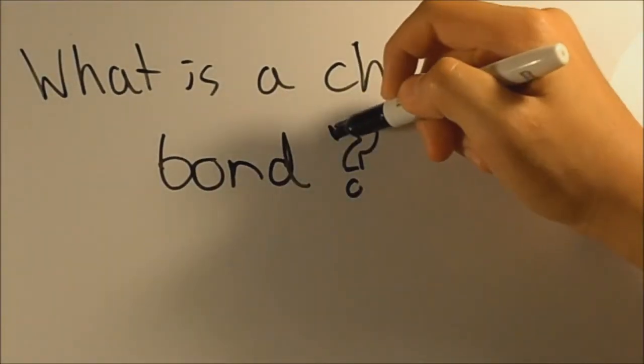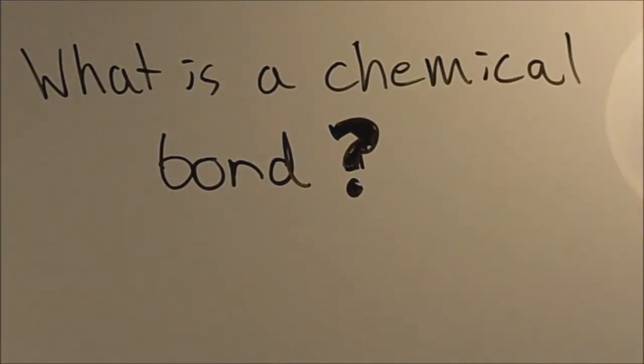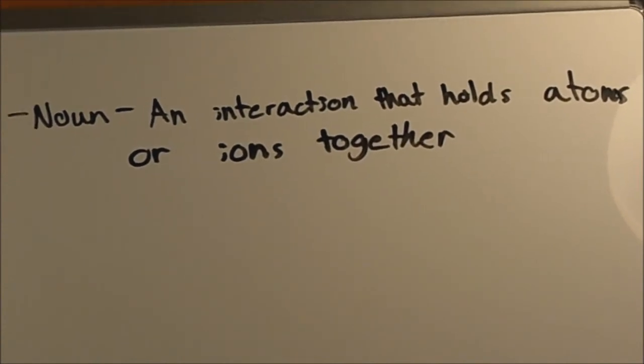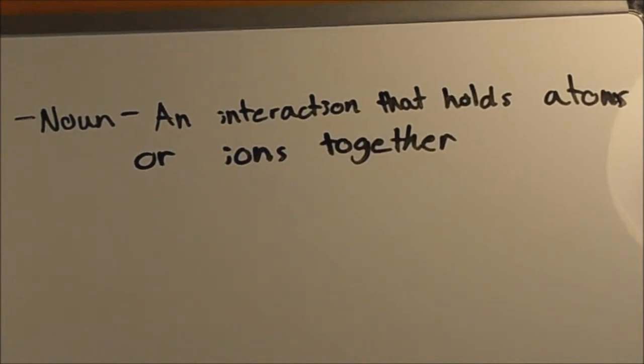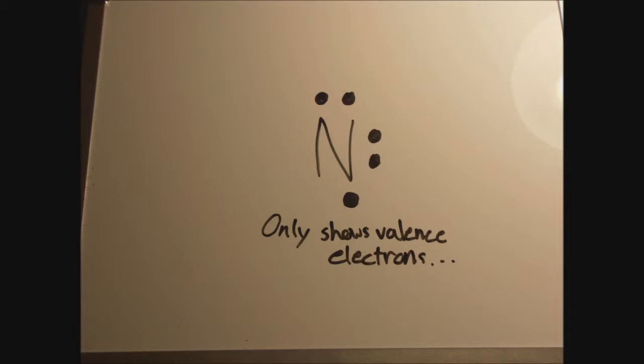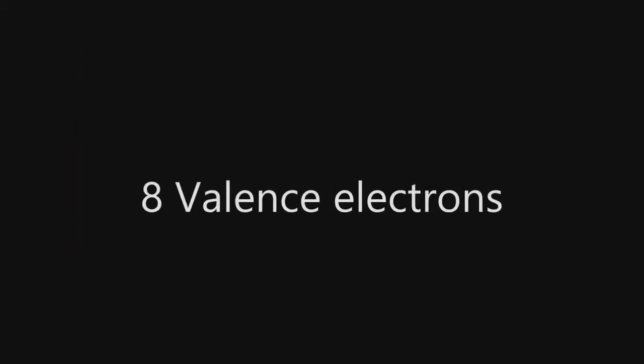Well, first of all, what is a chemical bond? A chemical bond is an interaction that holds atoms or ions together. But first of all, we must know what a Lewis dot diagram is. This is an example. It only shows valence electrons and the element symbol itself. And another important thing, 8 valence electrons equals a happy atom.